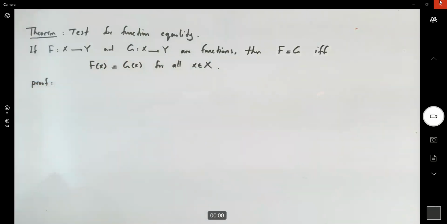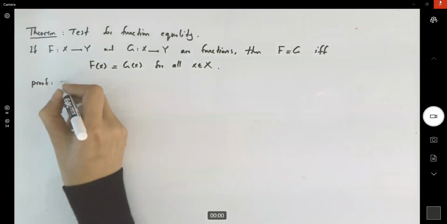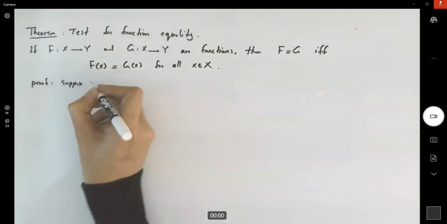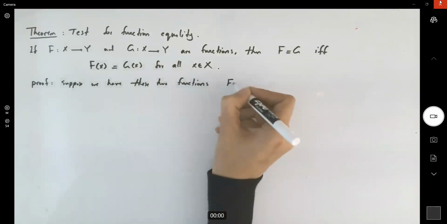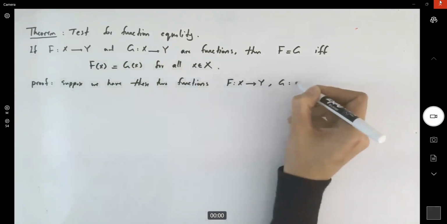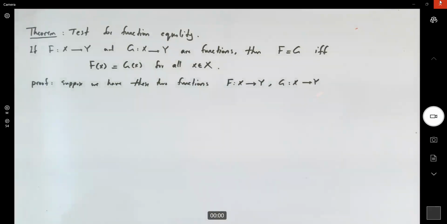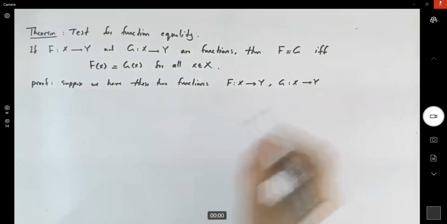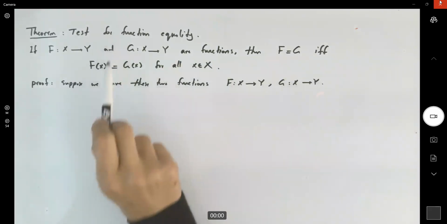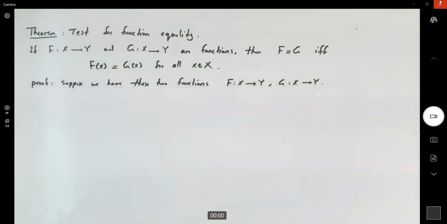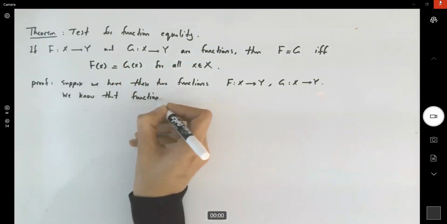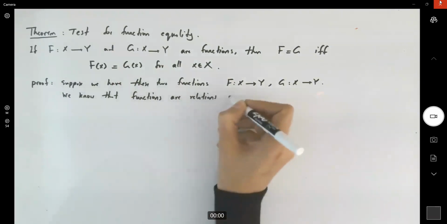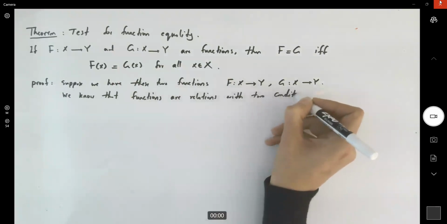For the proof, suppose you have your functions, okay? Suppose we have these two functions. f maps x to y, and g maps x to y. Remember that we said functions are relations with two important conditions. We know that functions are relations with two additional conditions.